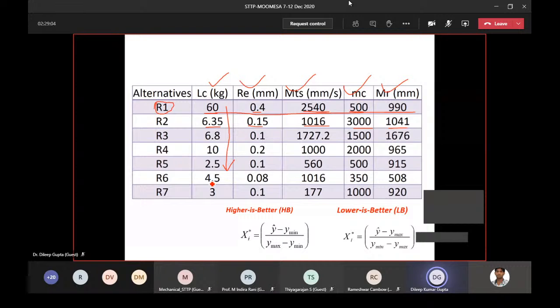Similarly, for the other case also you can find out the maximum value here is 0.4 and the minimum value is 0.08. Similarly, here it is 2540 as maximum and minimum is 177. Maximum here is 3000, minimum is 350. Here maximum is 1676 and 50 is the minimum value.